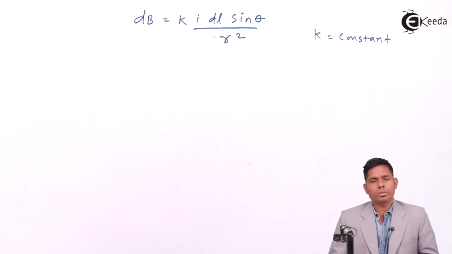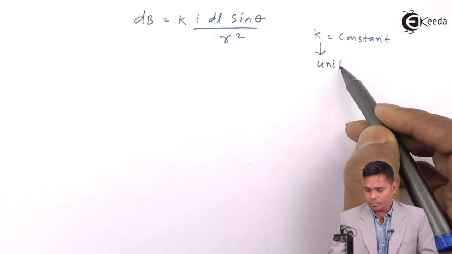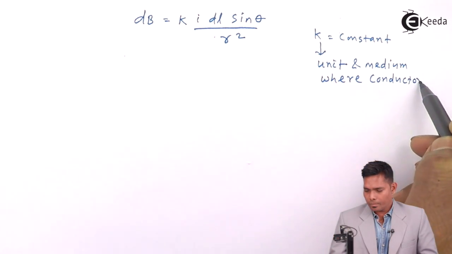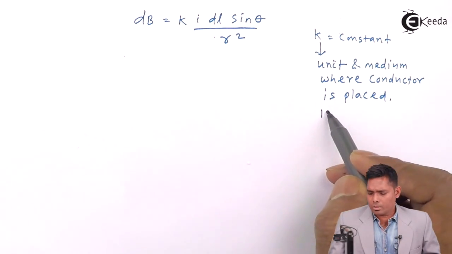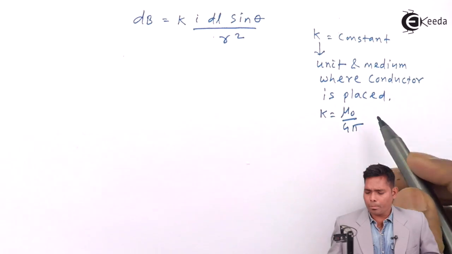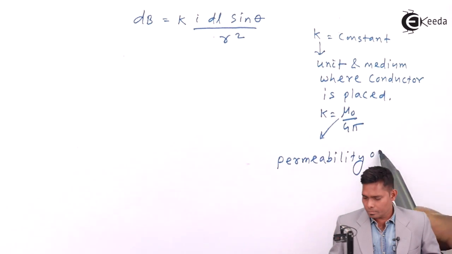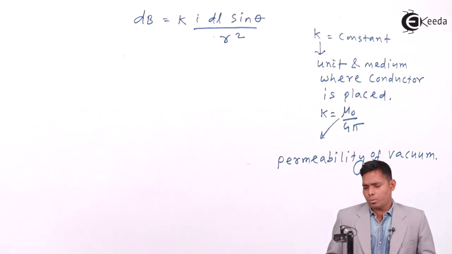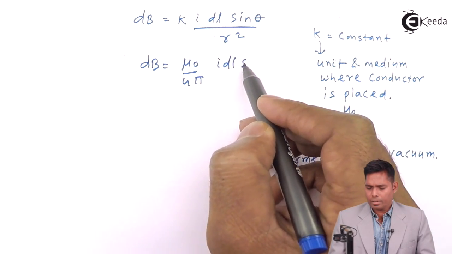It depends on the unit you choose and the medium where the conductor is placed. That k is called mu naught over 4 pi. Mu naught is called permeability of free space or vacuum or air. So when the conductor is kept in air, you write this k as mu naught over 4 pi. If I write that, this will become mu naught upon 4 pi I dl sine theta upon r square.